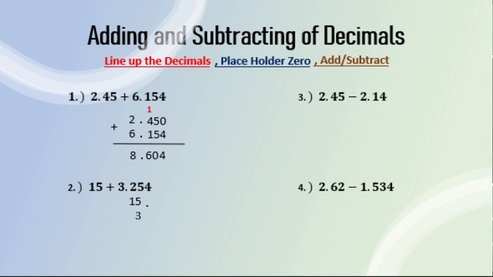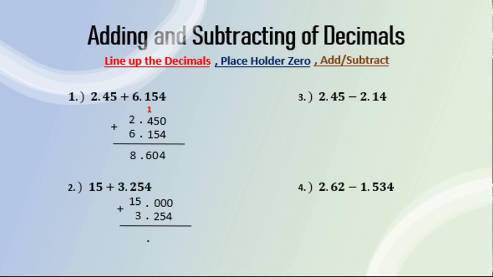We have 3 and 254 thousandths. As you see, there are vacant spaces above digits 2, 5, and 4. How many vacant spaces do we have? 3. Since there are 3 vacant spaces, we need to write 3 zeros. Now, we can add or subtract. Since the operation is addition, let us add. But first, let us copy the decimal point directly below.